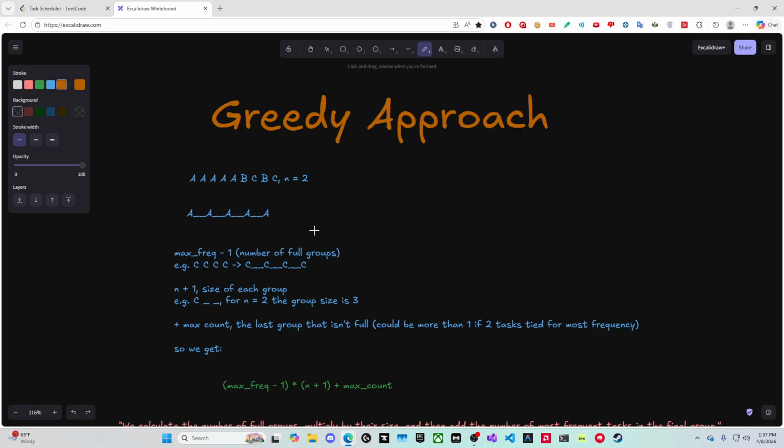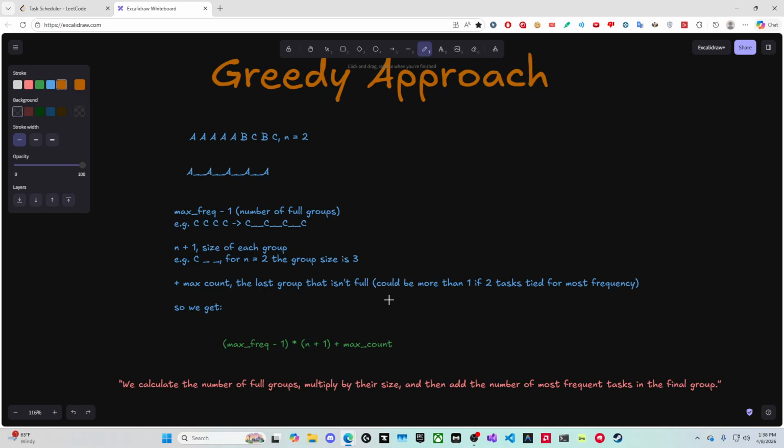Interesting observation, okay? Now, max count is really the last group that isn't full. So it'd be this, right? But this could also be more than 1. Because, for example, if we had, let's say, 5 Bs, we would do 1, 2, these are bad Bs, sorry, 4. And we'd have a B here, right? So actually, max count would actually be 2 in cases where you basically have a tie in frequency for the most frequent characters or tasks, okay? And this will make sense, right?